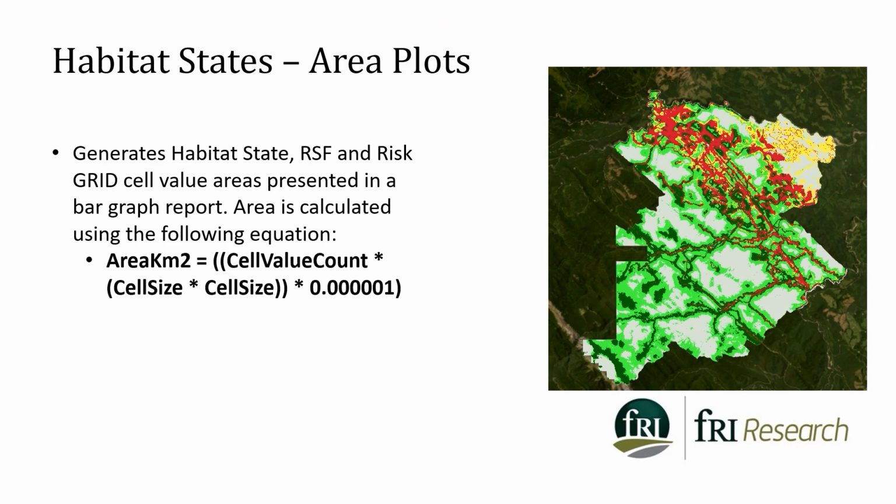The area plots tool generates habitat state, RSF, and risk grid cell value areas presented in a bar graph report. The area is calculated using the following equation, which I'm not going to read, but it's here for reference. Essentially, it gives us a bar graph for each of our bin values or values for each RSF, risk, or habitat states. So for RSF, that would be our 1 to 10. For risk, that'd be 0 to 10. And for habitat states, that would be our primary sink or secondary sink, and our primary habitat and secondary habitat.